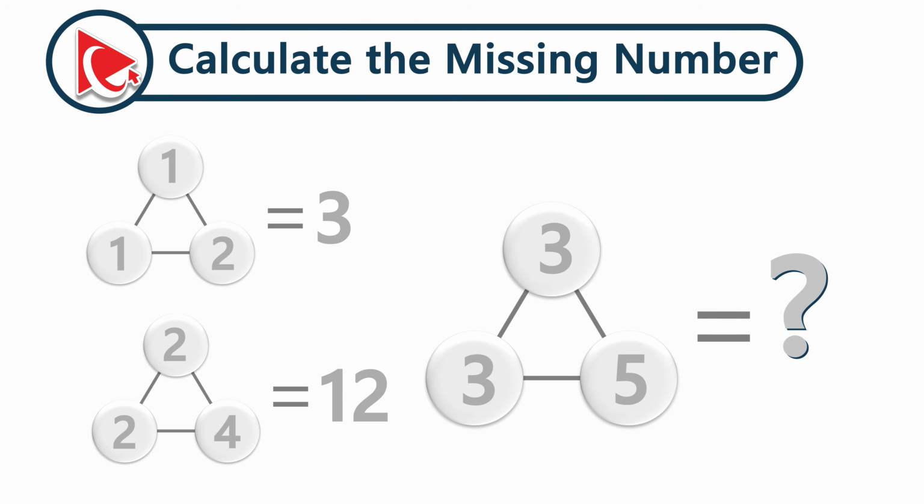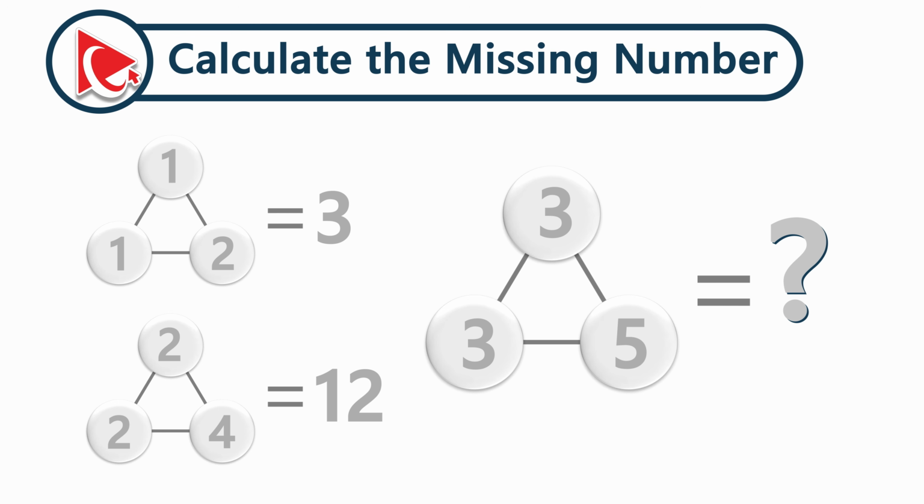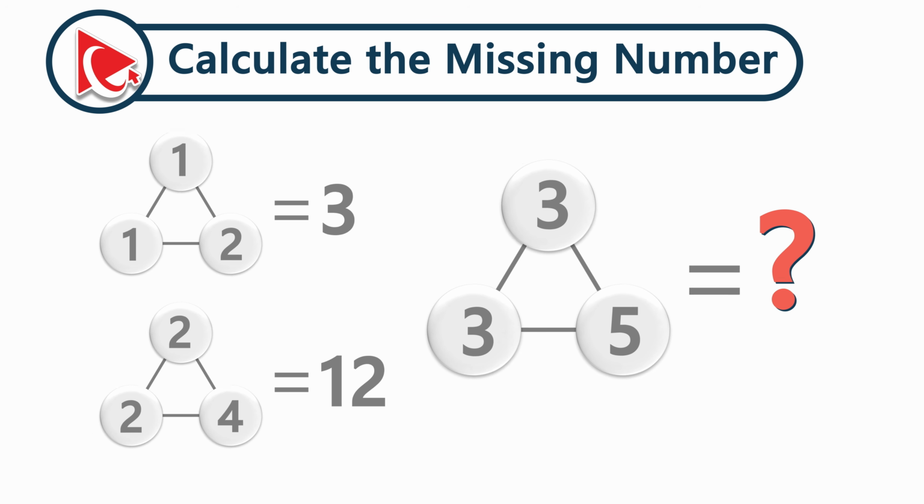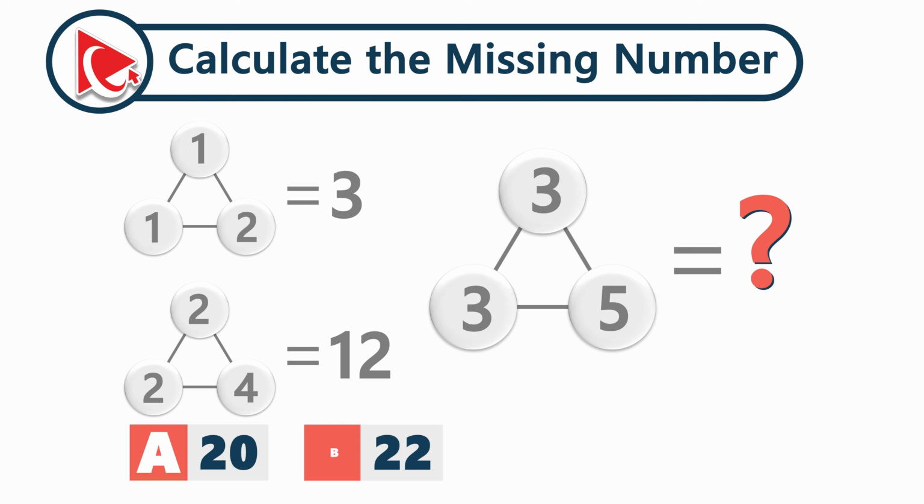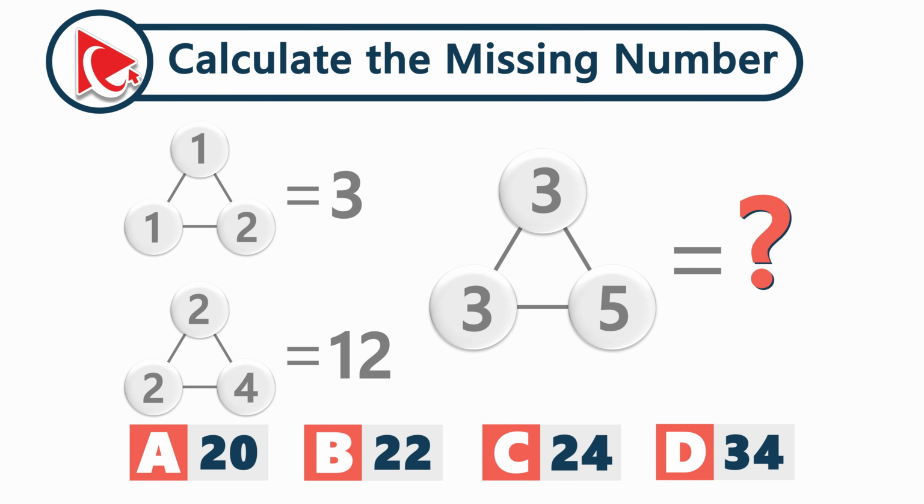Take a close look at these amazing shapes which form the expression. First shape has numbers 1, 1, and 2, and the result equals 3. Second shape has numbers 2, 2, and 4, and the result equals 12. Third shape has numbers 3, 3, and 5, and the result is something you need to calculate and select your answer out of 4 possible choices: A, 20, B, 22, C, 24, or D, 34. Can you try to solve it on your own and choose the right answer?